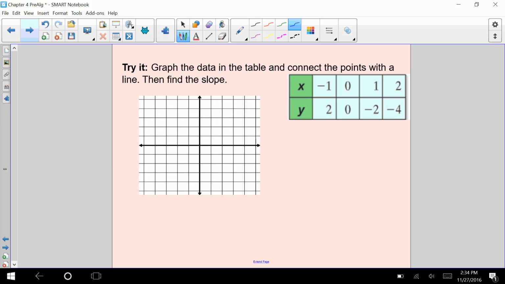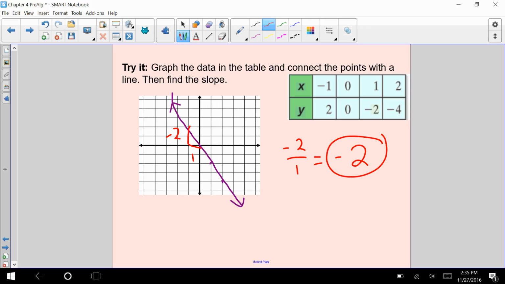All right, graph this data and connect the points and find the slope. Try this one on your own. All right, we have (negative 1, 2), (0, 0), (1, negative 2), (2, negative 4). I will graph my points, put as straight a line as I can, and then we'll find our slope. Let's use these 2 points. I go down 2 over 1. My slope is negative 2 over 1, or just negative 2.